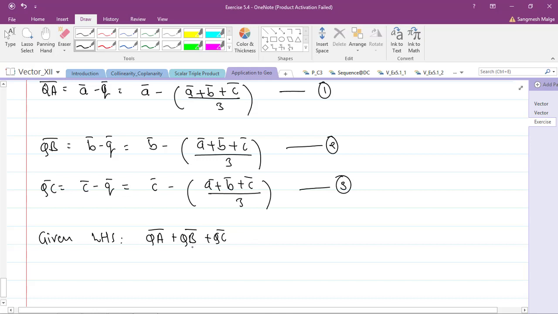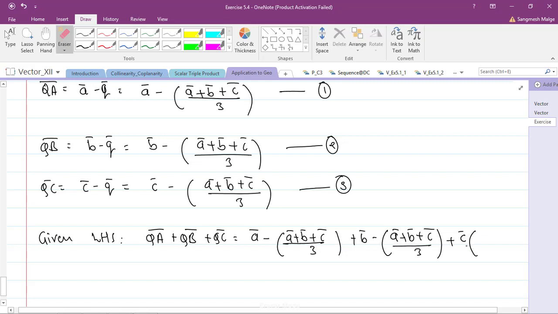So substitute the values. QA bar कितना है भाई? It is A bar minus A bar plus B bar plus C bar by 3, plus B bar minus A bar plus B bar plus C bar by 3, and plus C bar minus A bar plus B bar plus C bar by 3. Is this okay? Now what we have then?